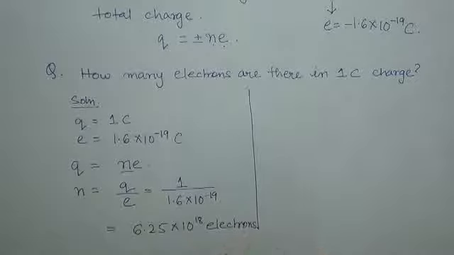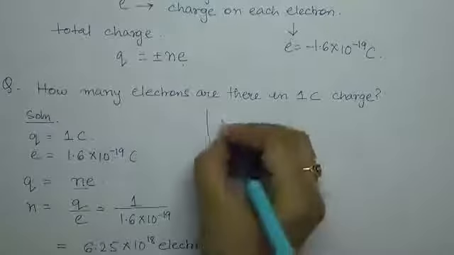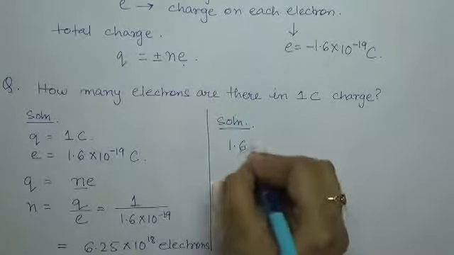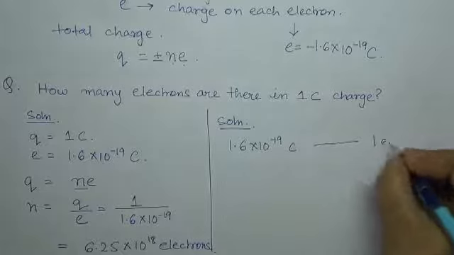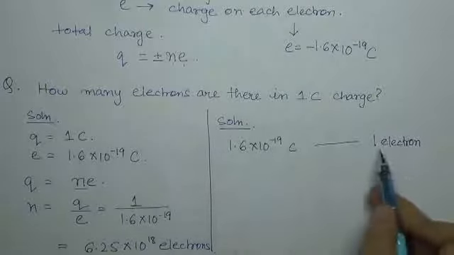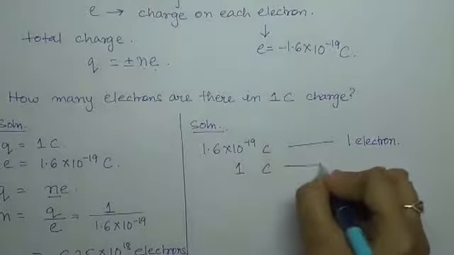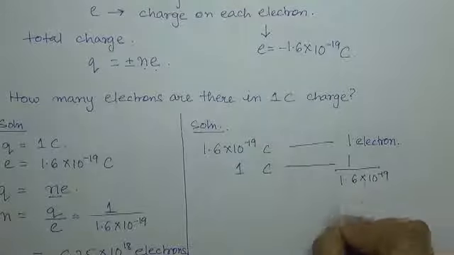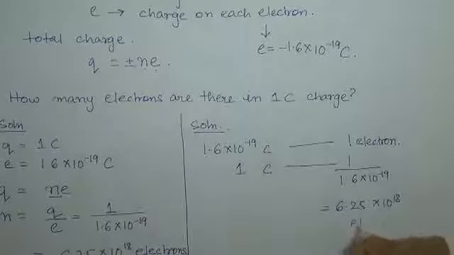The same thing you can do by the unitary method. I'm going to show you how we will do it. We know that 1.6 times 10 to the power minus 19 coulomb is the charge of 1 electron. Therefore, if we have 1 coulomb charge, how many electrons will it have? 1 divided by 1.6 times 10 to the power minus 19, which is equal to 6.25 times 10 to the power 18 electrons.